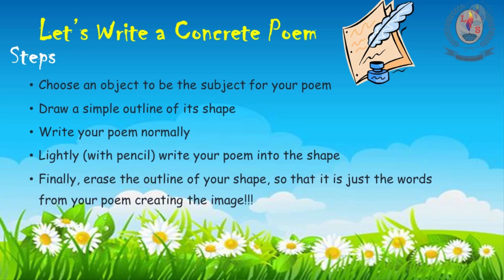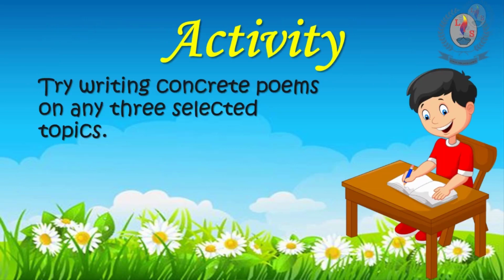Then with the pencil, you have to write your poem into the shape. That means on the flower you have to write the words which are there in your poem. And finally erase the outline of your shape, the flower, so that it's just the words from the poem that are creating the image. So that means finally you have built up a concrete poem.